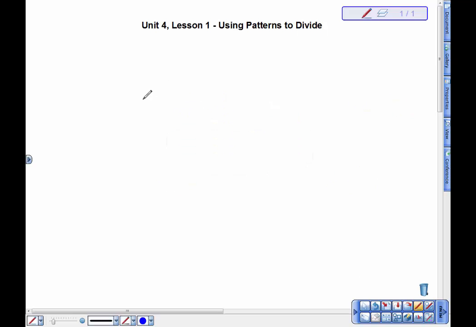So for instance, if I have 2,800 divided by 70, first thing I want to do is take a look at my numbers and see how many zeros they both have in common so that I can get rid of them permanently.